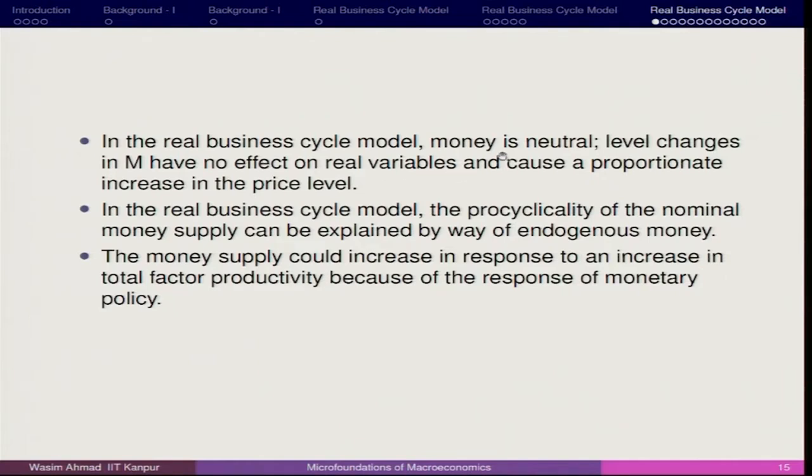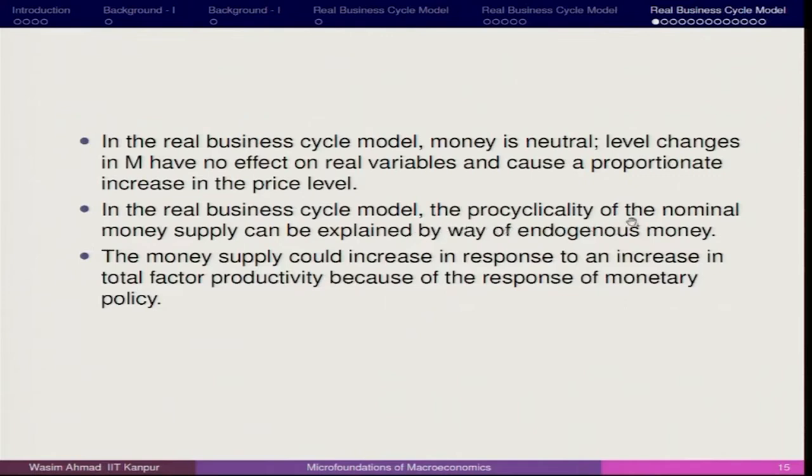In the real business cycle model, money is neutral, which means that if the money supply increases by 10%, the nominal variables increase by the same 10%. So you have an easy transfer. If money supply increases by 20%, price also increases by 20%. We do not find that kind of increase in real variables, like consumption and investment. It also means that if the central bank plans a helicopter drop kind of thing, it may not work in most cases.